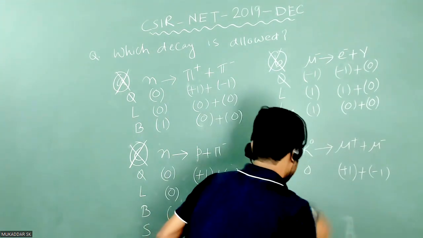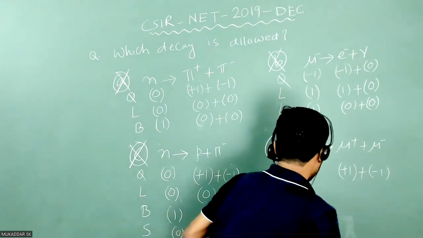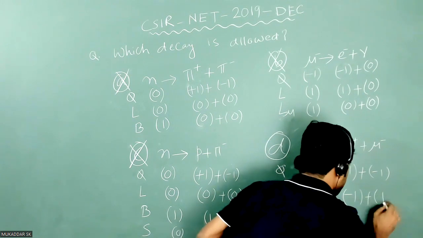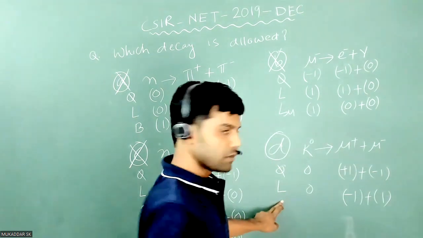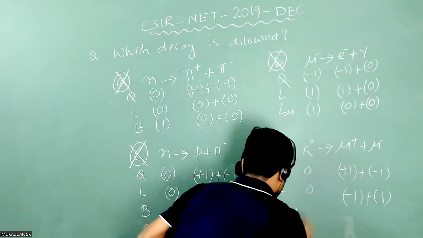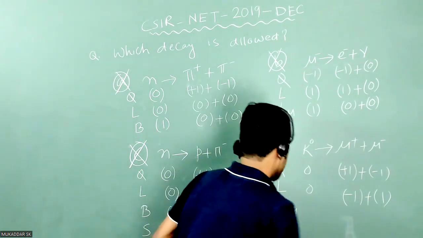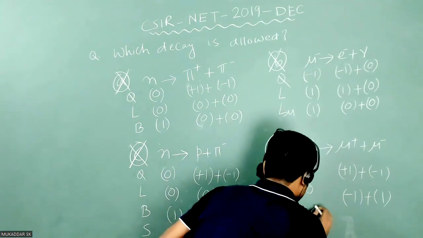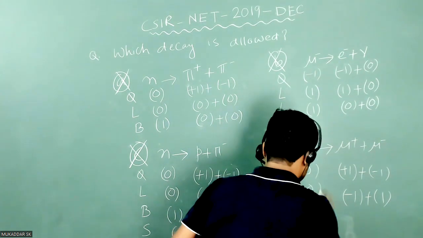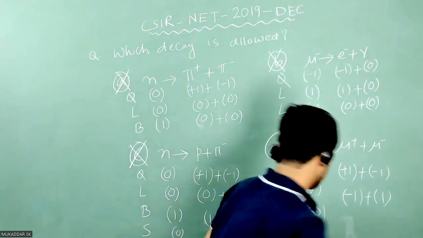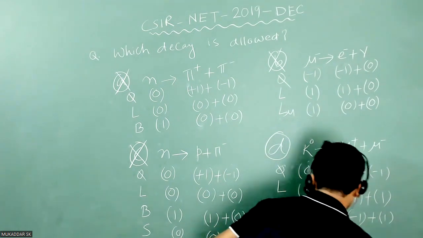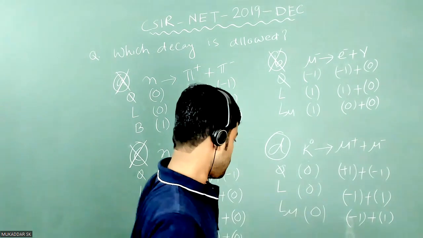Now we'll check lepton conservation. On the left hand side, K0, this is 0. For mu plus, it is minus 1. And for mu minus, it is plus 1. So L is also conserved. Now we'll check L mu for muonic lepton conservation. For K0, it is 0. For mu plus, it is minus 1. And for mu minus, it is plus 1. So L mu is also conserved here.